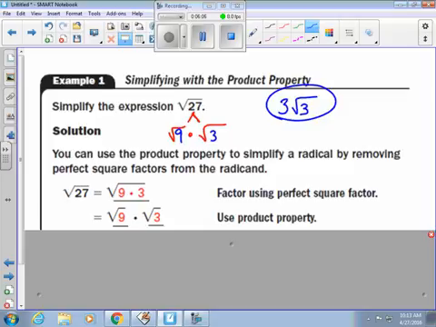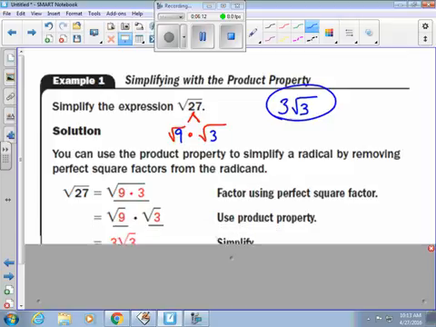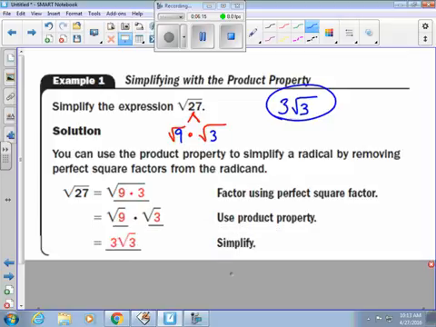So the square root of 27 is the square root of 9 times 3. That's what I just showed you. And the square root of 9 is 3, times the square root of 3. This is all you do to simplify radicals.